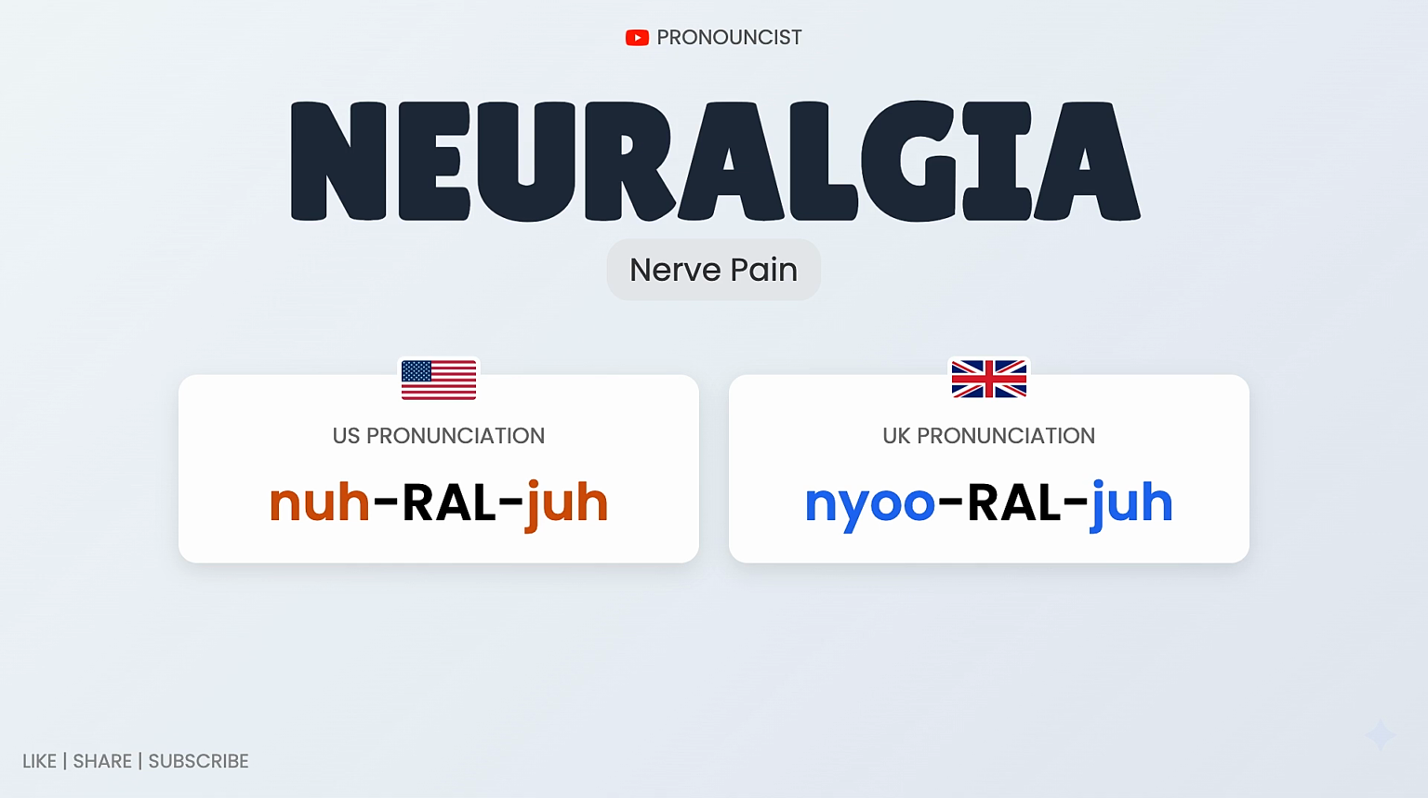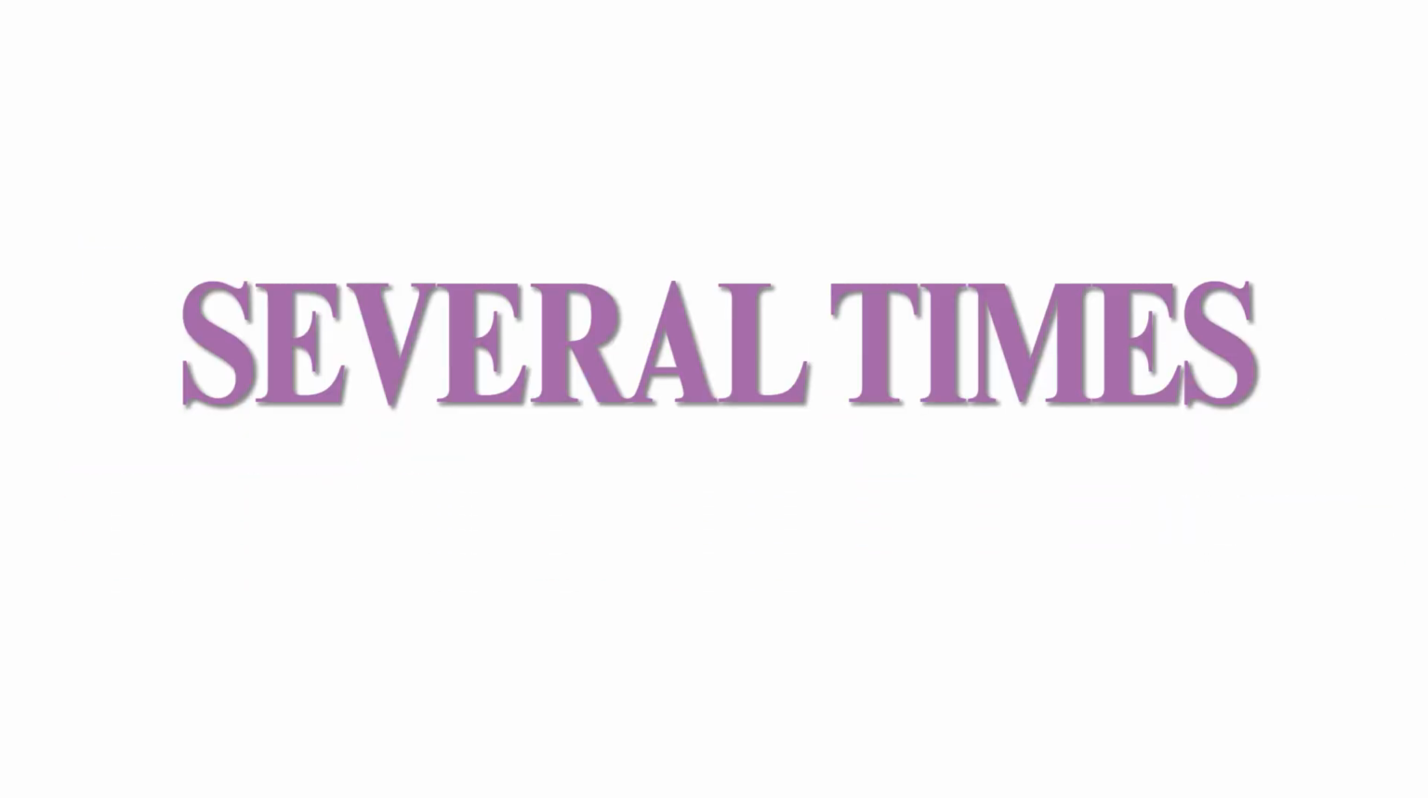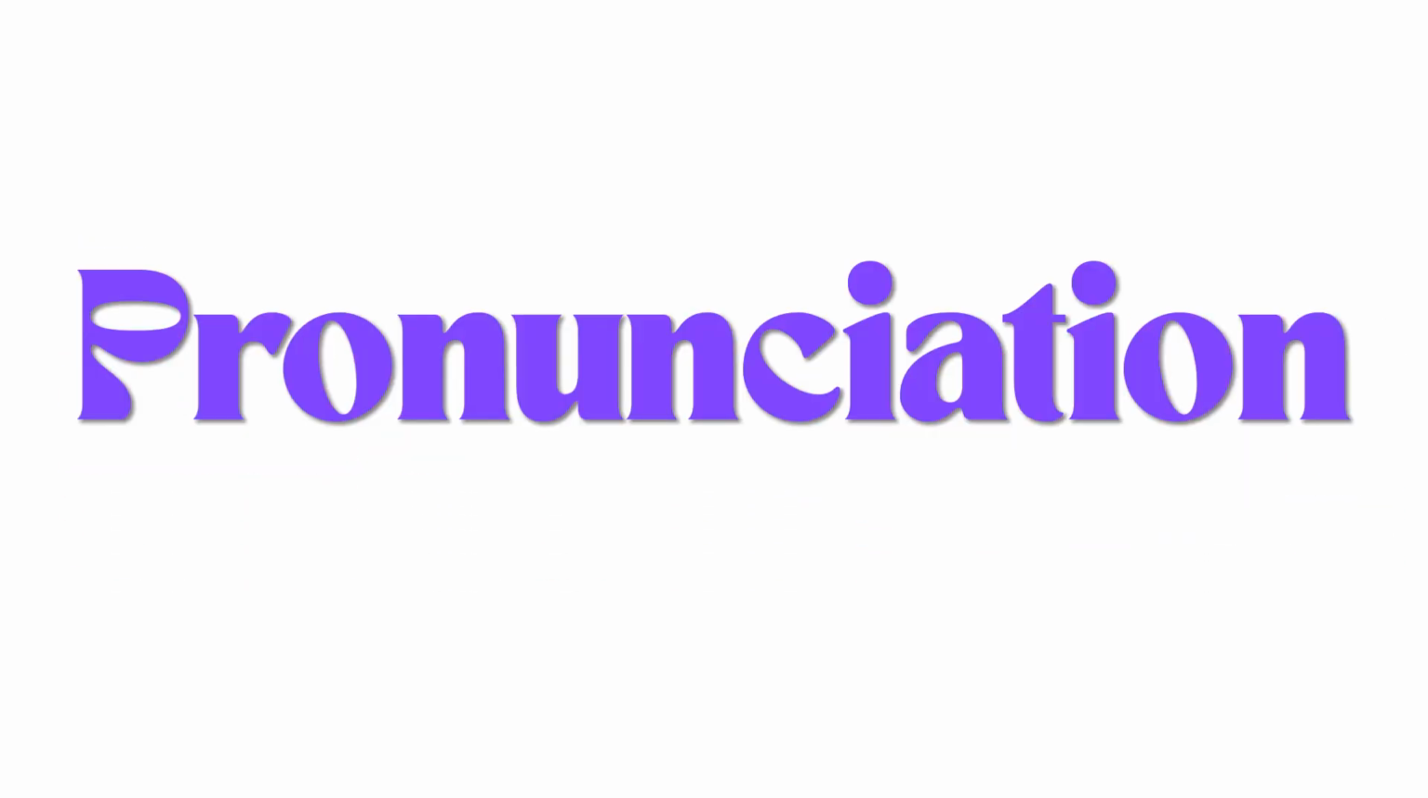In UK, stress ral, but start with neu. NEURALGIA. Practice repeatedly and you'll soon be able to say this word perfectly. The best way to practice is to repeat the syllable multiple times. The meaning of the word is nerve pain. Try repeating this word several times to improve your pronunciation.